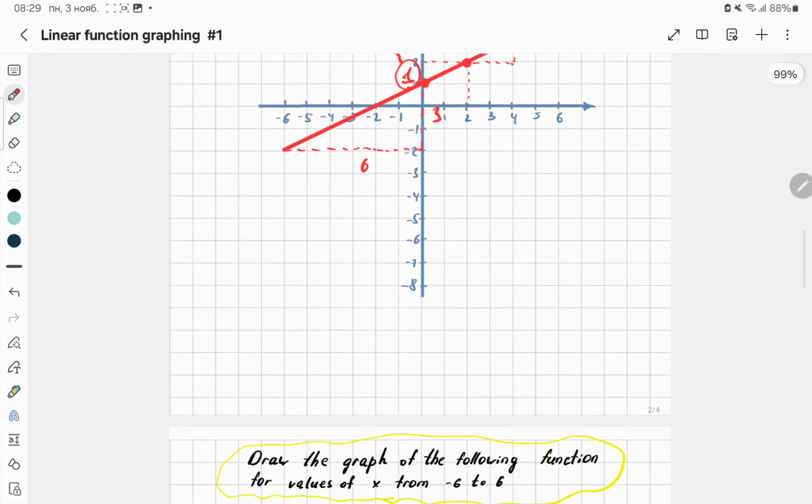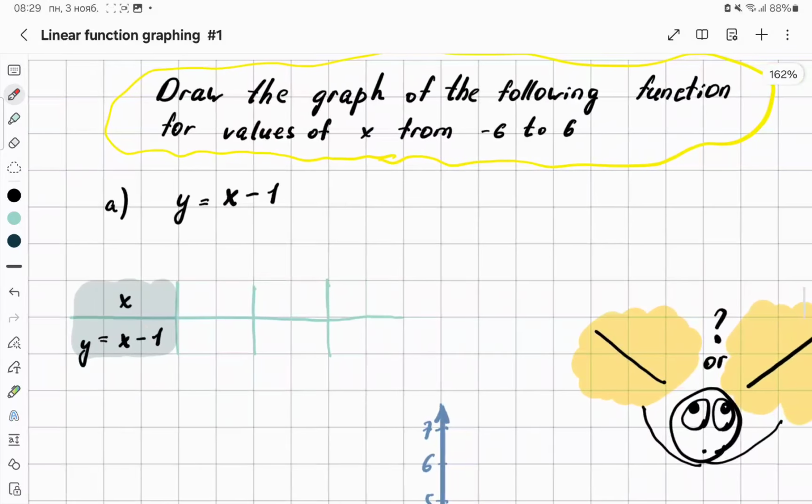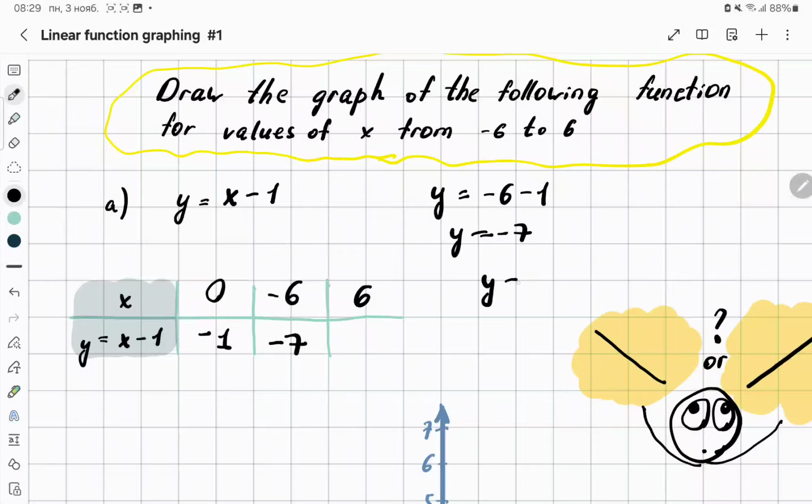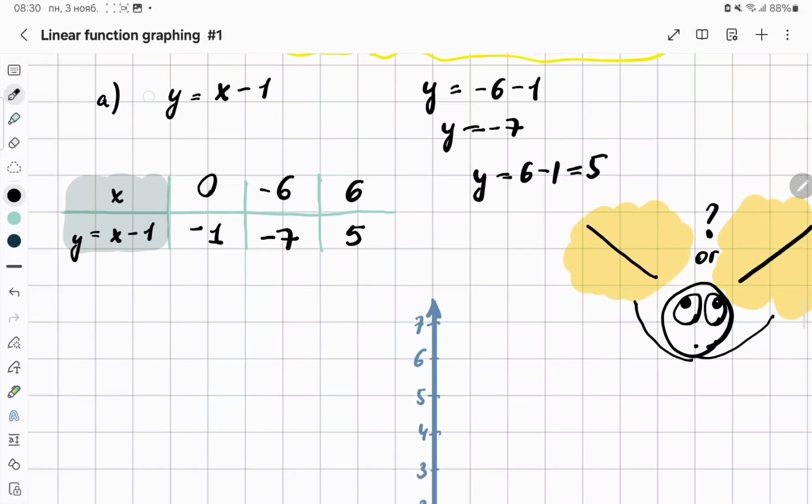Okay, now let's turn to another question. Here it is y equals x minus 1. Again we put the same thing. For 0 we get -1. Let's choose -6. So y is equal to -6 minus 1, which is -7. Let's place -7 here. And for 6, 6 minus 1 is 5, and then we put that here.